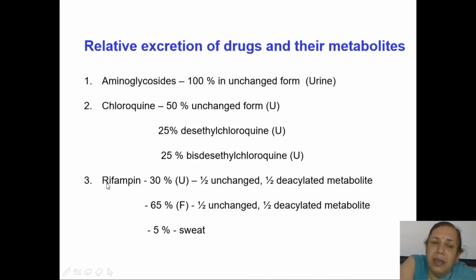So you see, unchanged drugs as well as metabolites are excreted in the urine. For drugs like rifampin, you see 30% of the drug is excreted in urine, of which 50% is unchanged and 50% is metabolite. 65% is excreted in the fecal matter, of which 50% is unchanged and 50% is metabolized, and maybe 5% is present in the sweat.